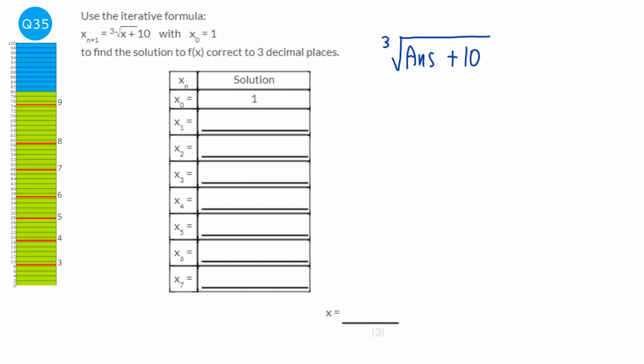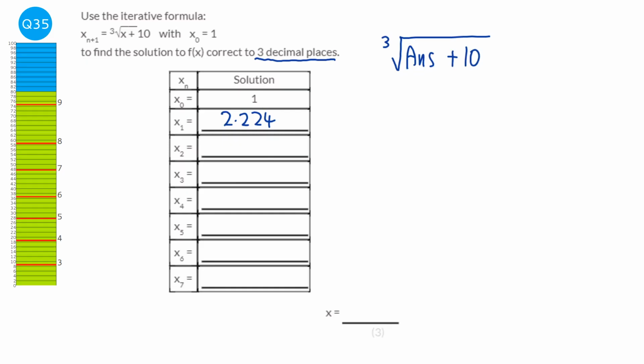So if we press equals, we get 2.22398 and so on. Because we're looking for 3 decimal places, we're just going to work that out to 3 decimal places. So it'll be 2.224. Then all we need to do now is press equals again, because instead of using the 1, it will use the 2.223980091, etc. as the answer.